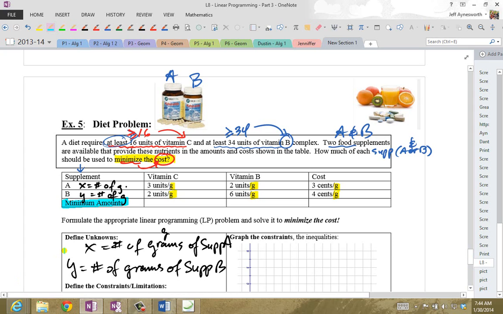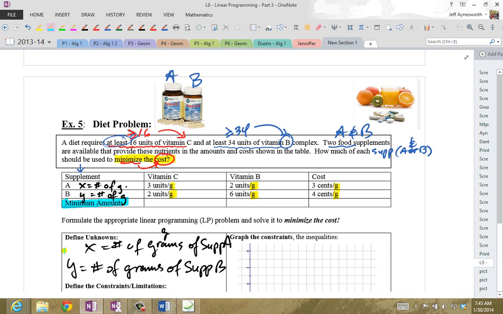Now in a diet, it's a minimum problem because you not only want to minimize the cost, but you also have to have minimum requirements of B and C in your body, as well as E and D and everything else. It says up here in the very beginning, at least 16 units of vitamin C per gram. So we come down in our table in the second column in the bottom row and put greater than or equal to 16, which represents the minimum amount of vitamin C. At least 16 means greater than or equal to 16. And over here on the bottom row of vitamin B, we put greater than or equal to 34, because it says at least 34 units of vitamin B.